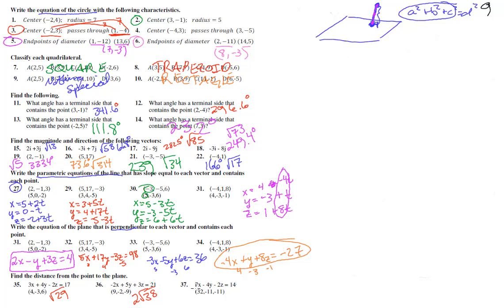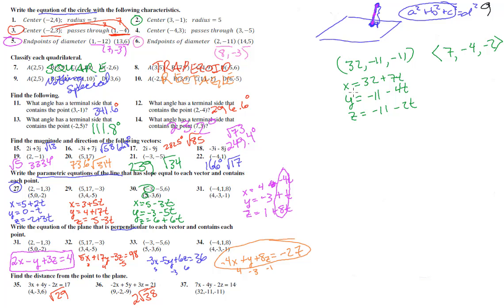And for 37, here we have the point 32, -11, -11. That's the point we're going to start with. And we're going to go the vector direction, 7, -4, -2. Good deal. So that's x equals 32 plus 7t. Y equals -11 minus 4t. And z is -11 minus 2t.